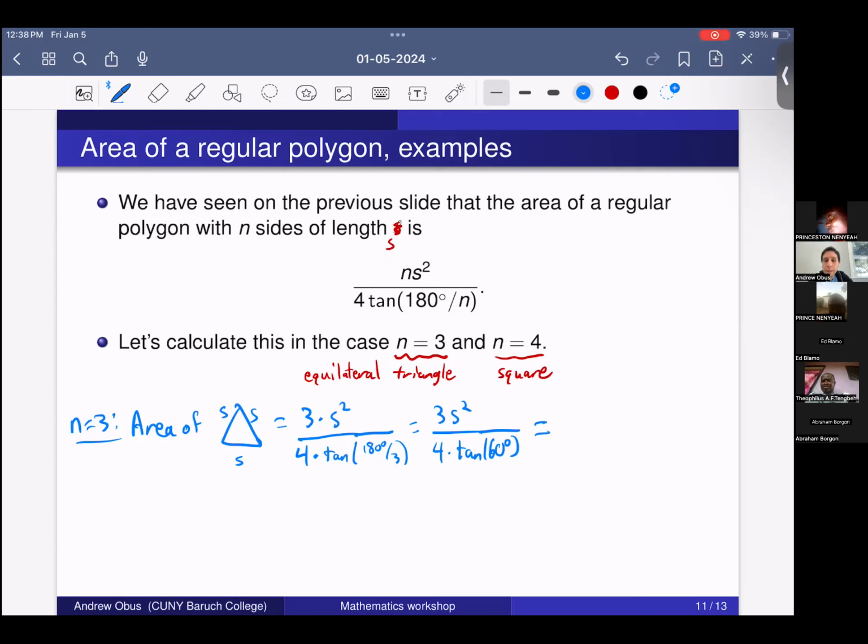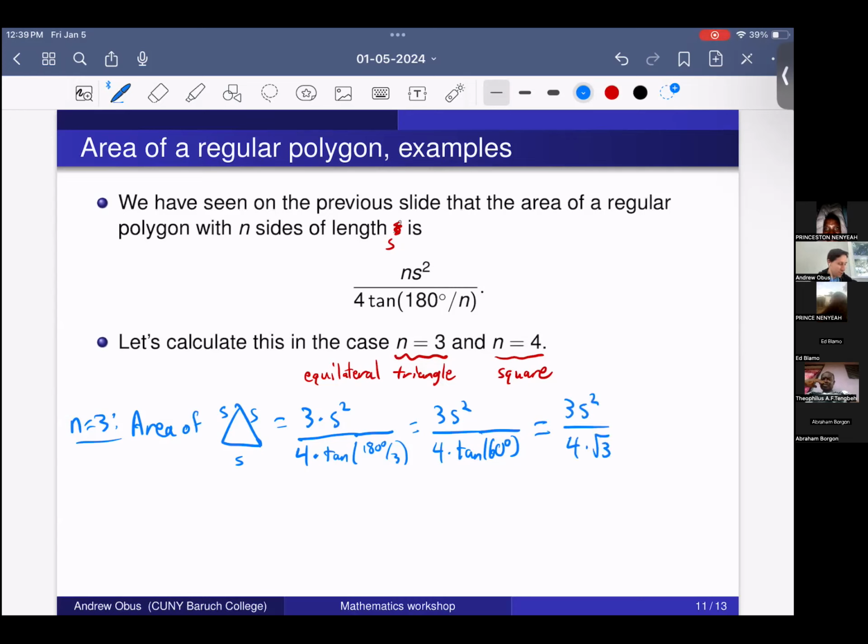Root 2, root 3, root 3. Yeah, root 3 over 3, exactly. Great. Oh, no, sorry, it's just root 3. Okay. It's just root 3. Yeah, so that's 3s squared divided by 4 times root 3.